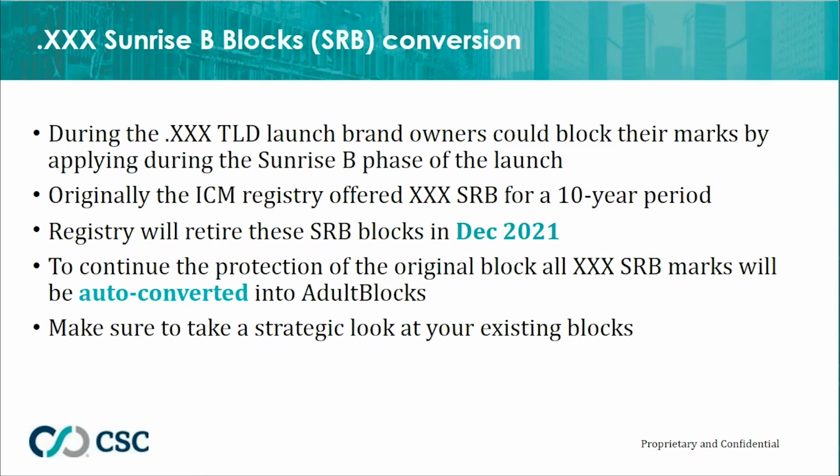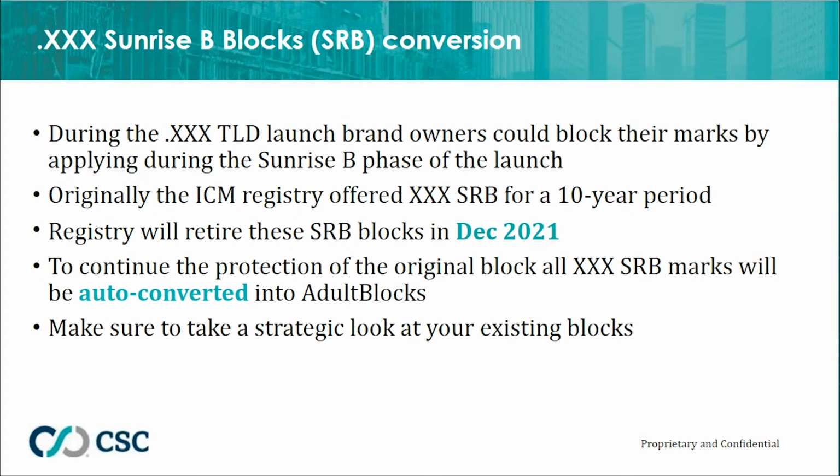So what's happening at the end of 2021 is the thing to keep an eye on when it comes to your Sunrise B registrations or adult blocks in general. We mentioned that originally the XXX extension allowed you to block for a period of 10 years. The registry originally launched the service and the blocking mechanism with a 10-year scope in mind.